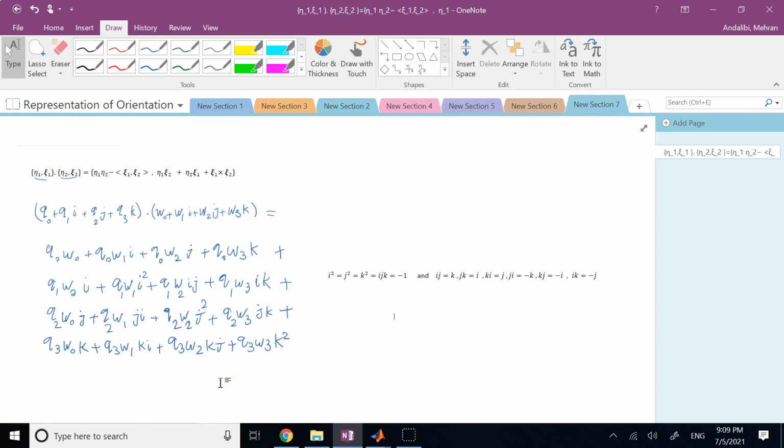Good. So let's start. The first row is all good. Start with here. I squared is -1, J squared is -1, K squared is -1. Then we have I times J is K. J times I is -K. I times K, if you look at it, is here. That is negative J. If you have K times I, which is here, that's positive J.